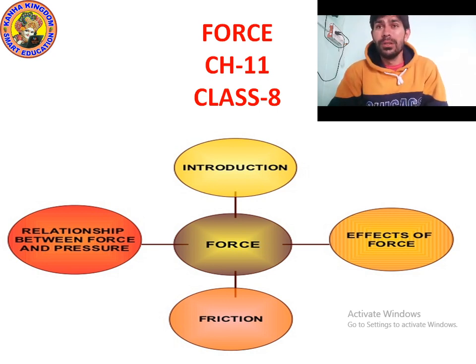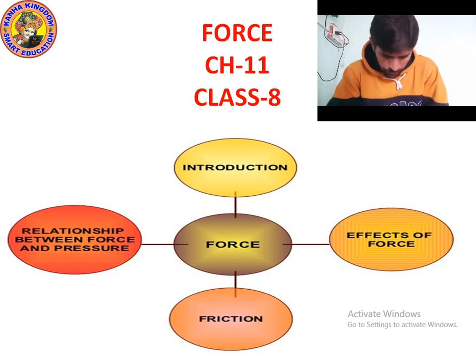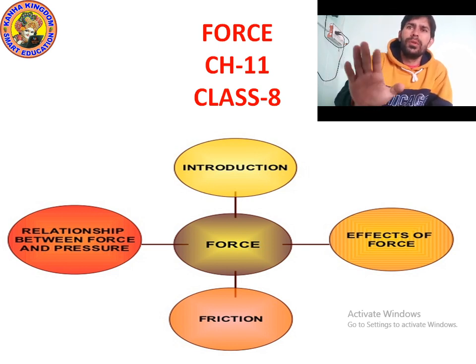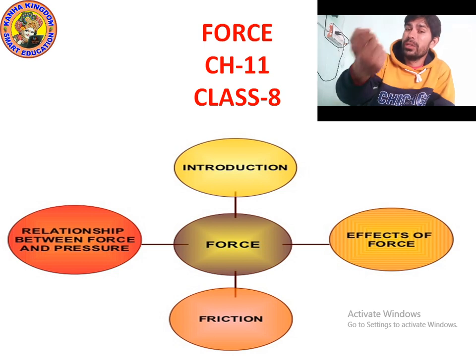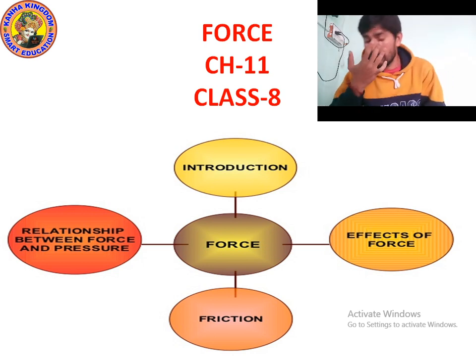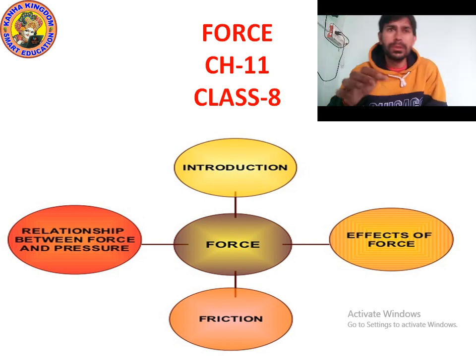Force also has a unit. The unit of force is Newton. We will also study the relationship between force and pressure, and we will also study introduction, friction, and effects of force.